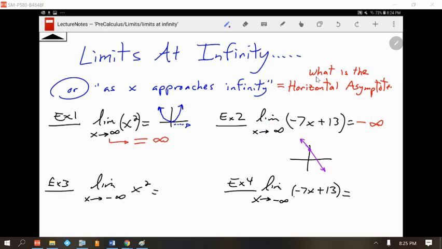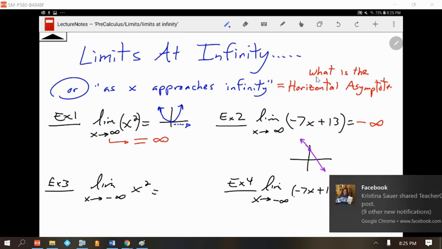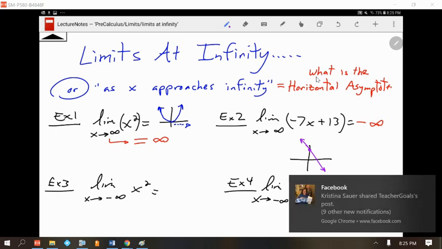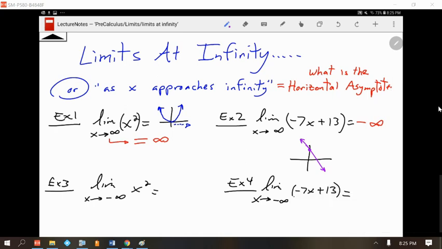But in a way, you can kind of cheat it, right? Plug in infinity, and negative 7 times infinity is negative infinity. Plus 13 is still negative infinity, right? Plus 13 is pretty insignificant to the size of negative infinity. But looking at the graph is really how you tell.